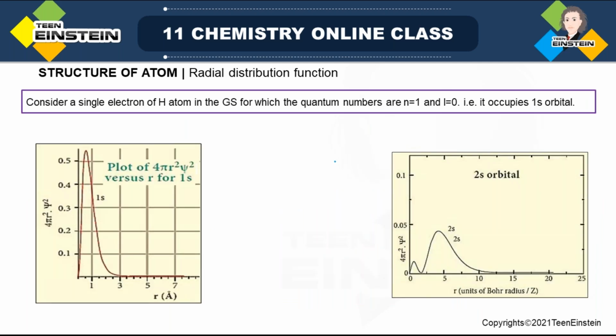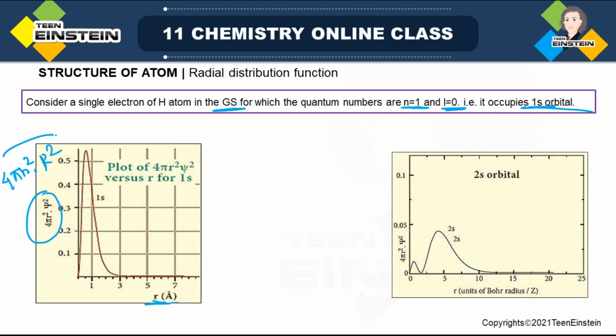Here we will see some graphs. So first consider a single electron of a hydrogen atom in the ground state, the low energy state, having principal quantum number 1, l is 0. That means it is nothing but the 1s orbital, the simplest one. So for this orbital, we have taken distance on the x-axis, and on the y-axis there is 4 pi r square psi square. Now it is basically the analog of 4 pi r square capital R square, because in the previous slide you have seen 4 pi r square then capital R square.